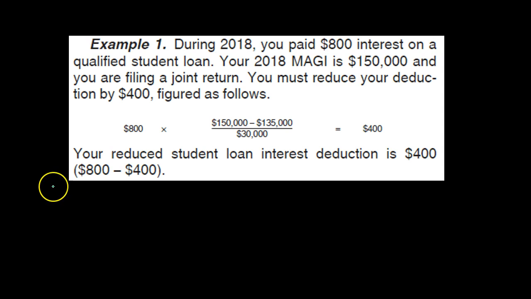Back to the text. So here's an example. During 2018, you paid $800 interest on qualified student loan. Your 2018 modified adjusted gross income is $150,000, and you are filing a joint return. You must reduce your deduction by $400, figured as follows. So we'll take a look at that. Let's put that into the software, and then we'll take a look at the formula for the calculation of it.